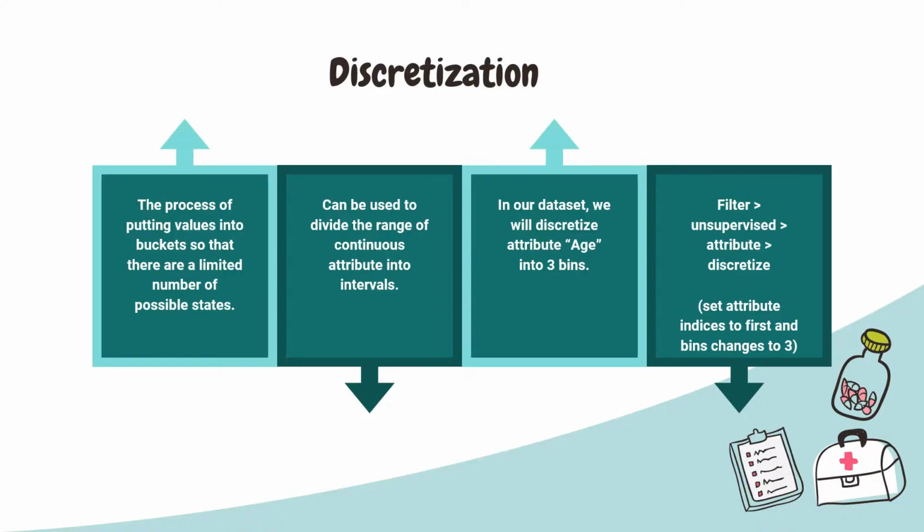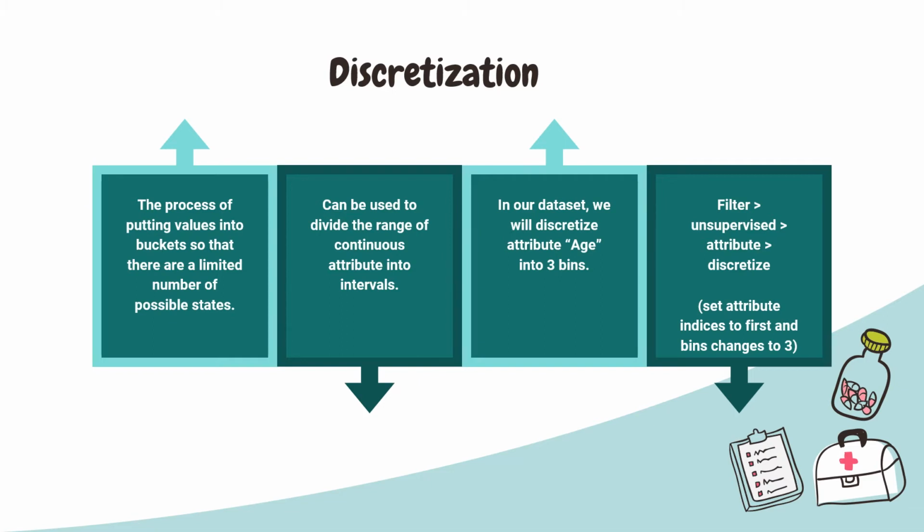Discretize is the process of putting values into buckets so that there are a limited number of possible states. The discretization technique can be used to divide the range of a continuous attribute into intervals. For our dataset, I will discretize each attribute into three bins. To apply the discretize filter, you need to click filter in the pre-process tab, on the choose tab, then click unsupervised. After that, click on attribute, then choose discretize.